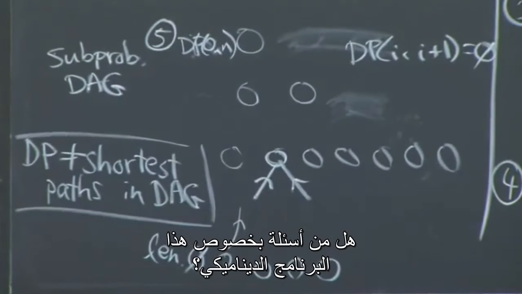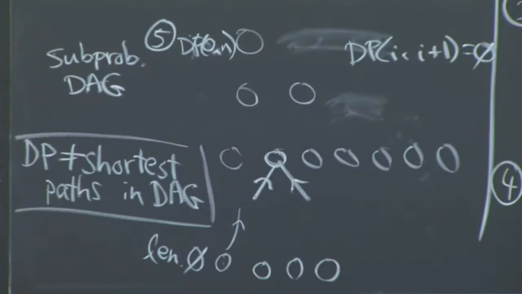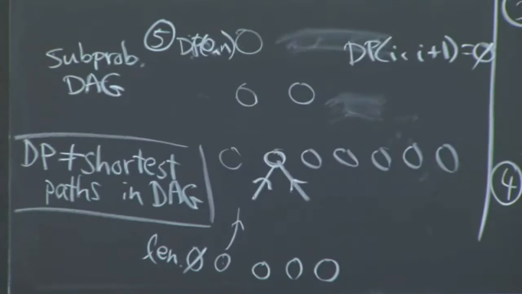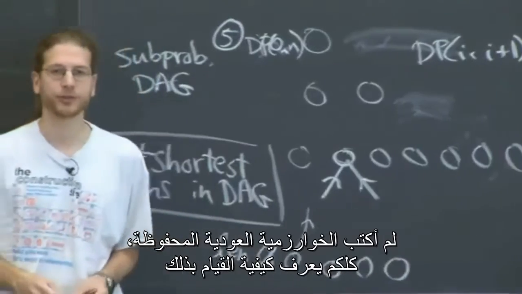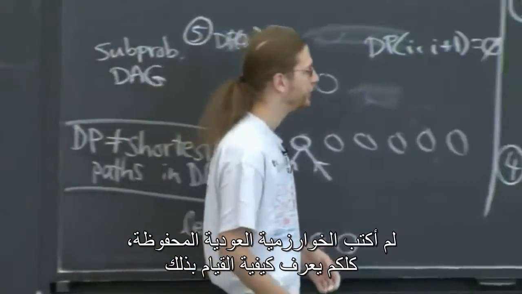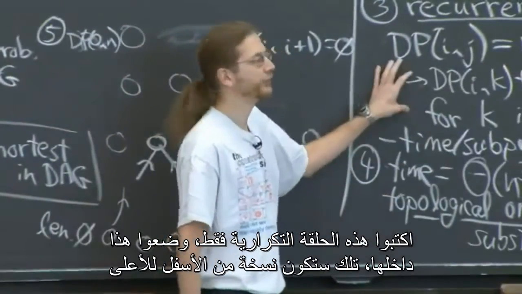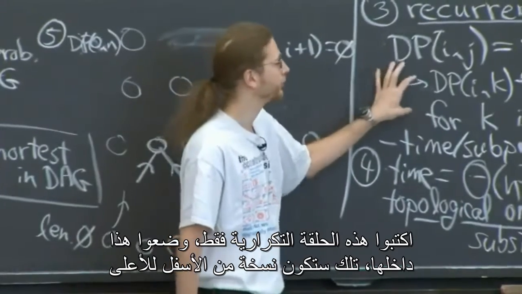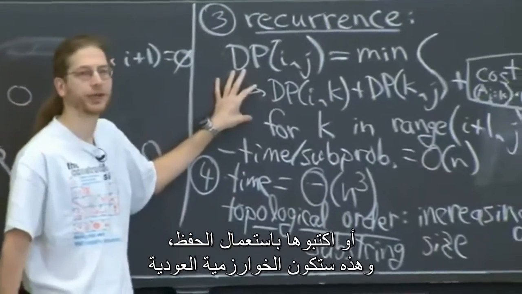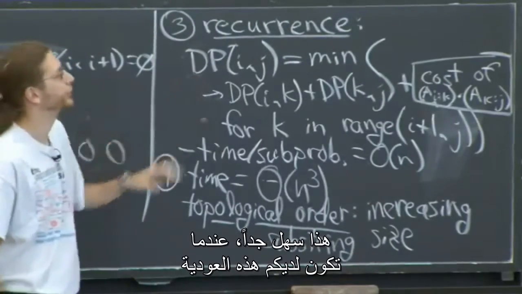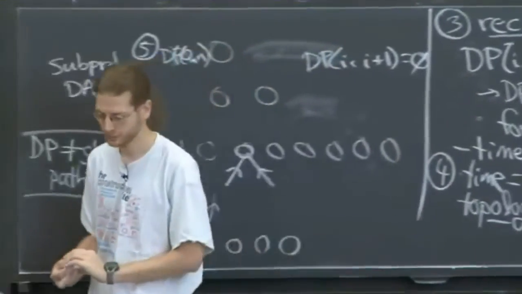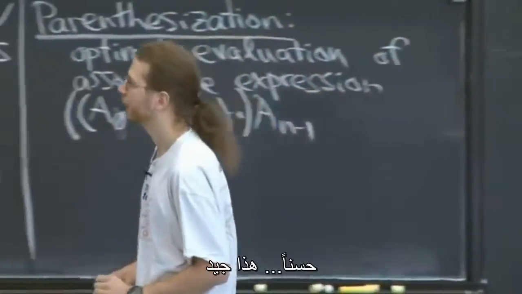Any questions about that DP? I didn't write down a memoized recursive algorithm. You all know how to do that. Just do this for loop and put this inside. That would be the bottom-up one. Or just write this with memoization. That would be the recursive algorithm. It's totally easy once you have this recurrence. All right, good.